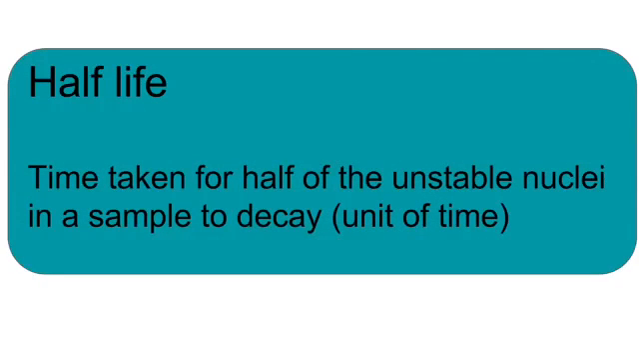The time taken for half of the unstable nuclei in a sample to decay is called the half-life. The half-life can be measured in seconds, minutes, hours, days, years, or even millions of years for some radioactive materials. Activity and half-life are linked because the more radioactive nuclei there are in a sample, the more nuclear decays there will be in the same amount of time. But over time, as more and more of the radioactive nuclei have decayed, the sample becomes less and less active.